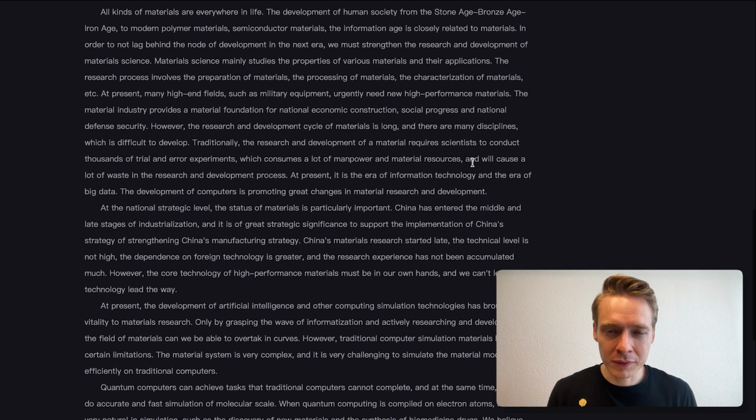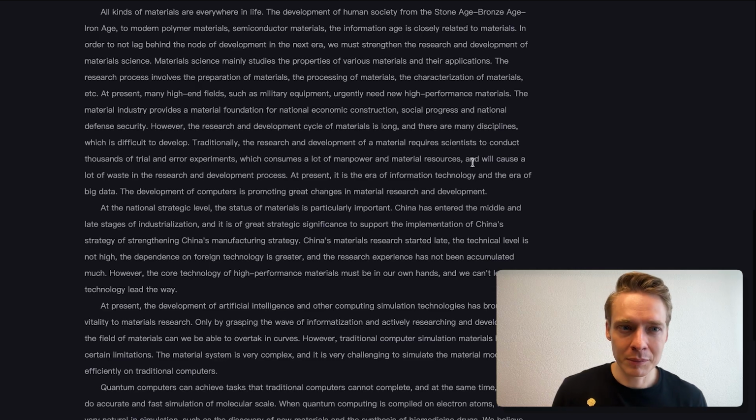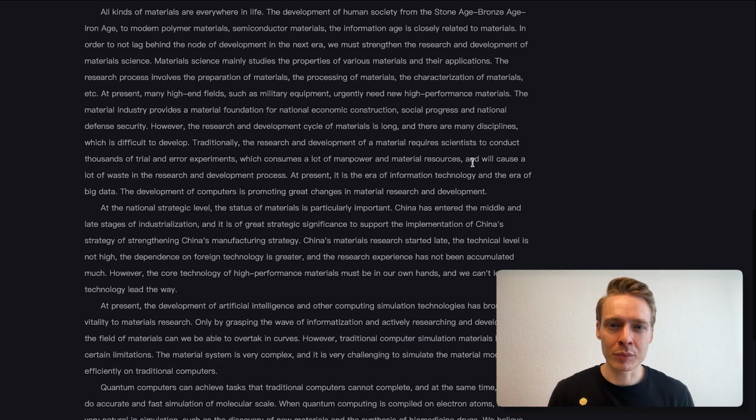The development of human society from the Stone Age, Bronze Age, Iron Age to modern polymer materials, semiconductor materials, the information age is closely related to materials. In order to not lag behind in the next era of development, we must strengthen the research and development of material science. Material science mainly studies the properties of various materials and their applications. The research process involves the preparation of materials, the processing of materials, the characterization of materials, and so on.